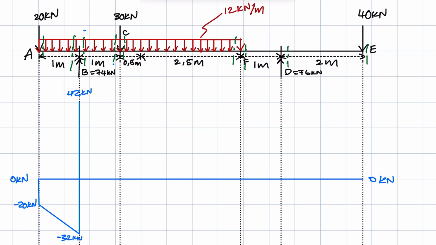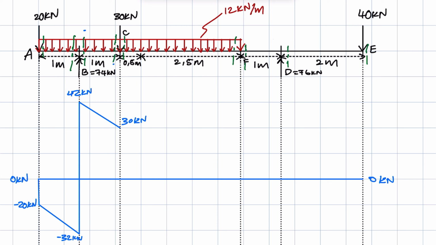So again, between B and C, you have a UDL. We represent that on the shear force diagram by drawing a diagonal line from where we were to where we currently are, supposed to go all the way to this line. So here we have 42 minus the 12 gave us 30 kilonewtons.